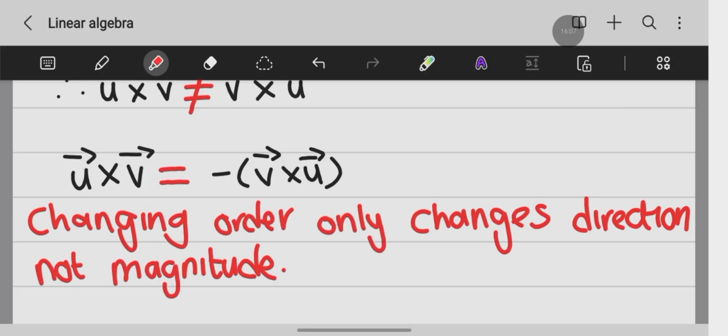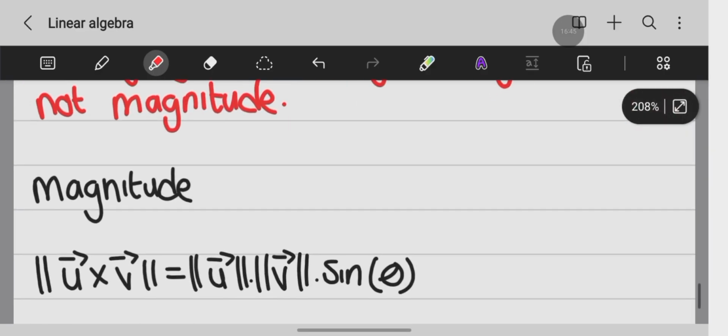So if your cross product was 5, pointing upwards, if you flip the order, it's going to be -5. So you don't have to calculate using the determinant again with a negative. Just change your sign, right? If it was a negative, it would be a positive, and if it was a positive, it would be a negative.